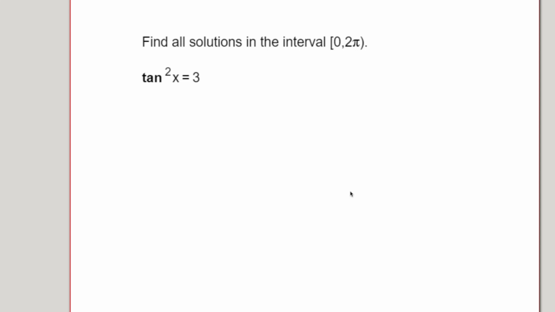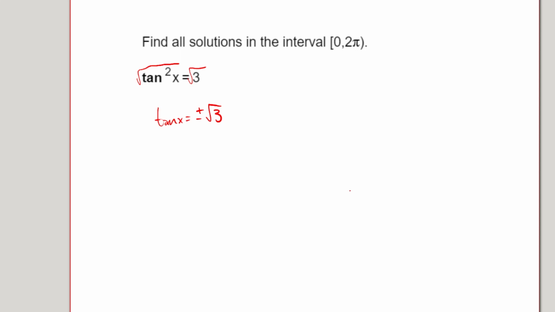Now, we are given tangent squared of x is equal to 3. What we can do is immediately take the square root on both sides, and we'll get tangent of x is equal to plus or minus the square root of 3. The reason is that when we take the square root on both sides, tangent of x could be the square root of 3, which squared gives us 3, or negative square root of 3, which squared is the same thing.